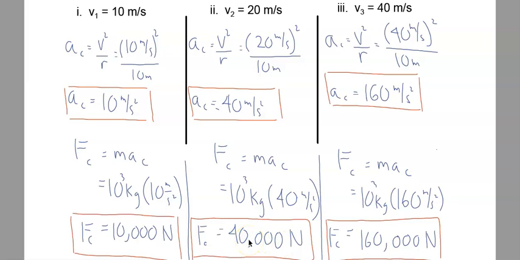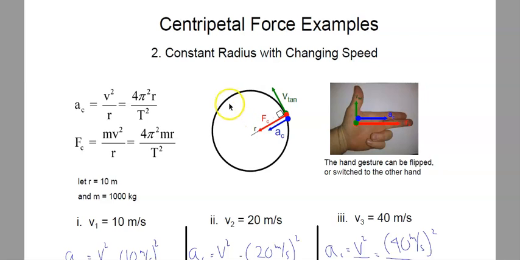So in conclusion, we can see that when we have a constant radius with a changing speed, the faster the speed, the more centripetal force is required to hold the vehicle in the turn. And sometimes there isn't enough centripetal force provided by the friction to hold the car in the turn. If it's going too fast, he will proceed along the tangent. He will break the curve and will go flying off on a tangent.